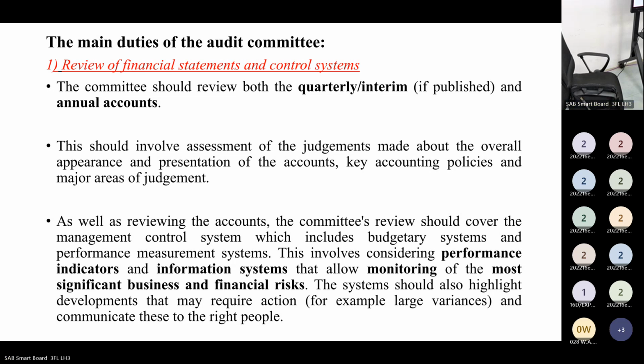You know that you have two branches in accounting, right? What are those two branches? Financial accounting and management accounting. So what is financial accounting?